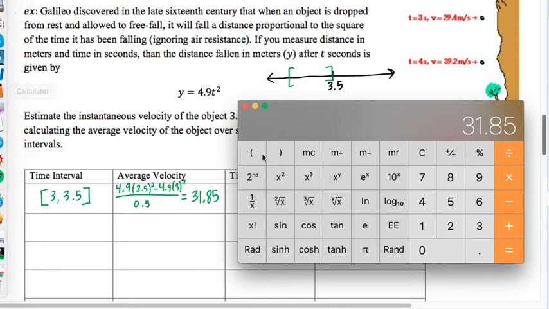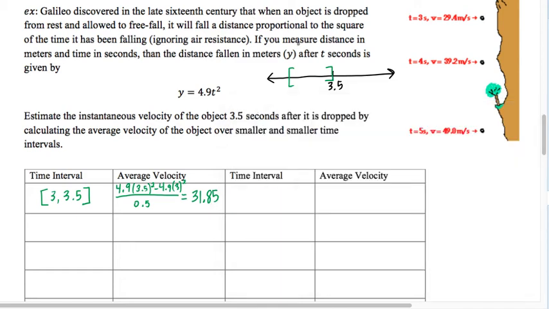And I want to double check myself on that. Let's make sure it was right. 9 times 4.9 is, yeah, 44.1. Okay. And the units on the average velocity here are in meters per second. Let's just put that up here since we're going to be short on space down here. Okay, so from the time interval of 3 seconds after the object is dropped, that's right here, to 3.5 seconds, that's right here in the middle, the average speed is 31.85 meters per second.